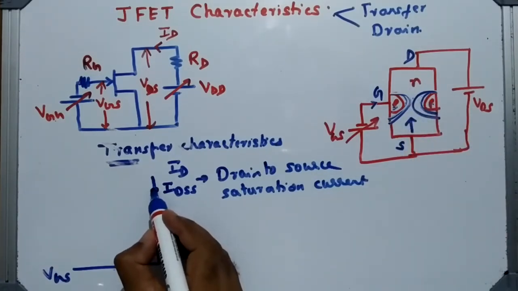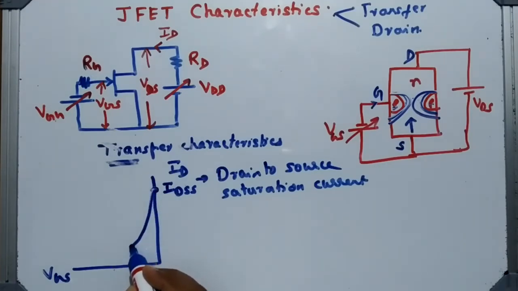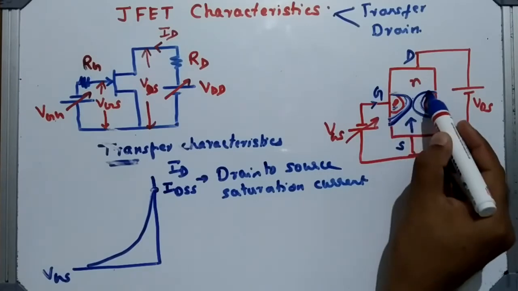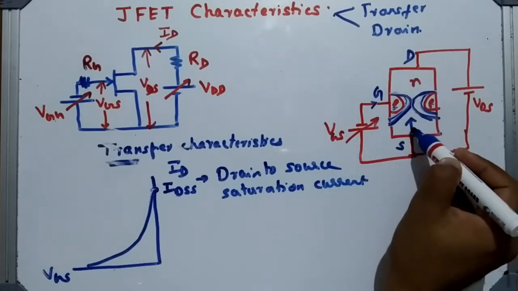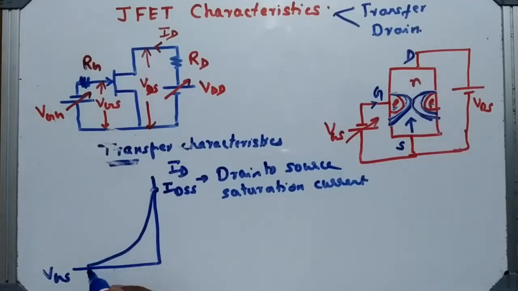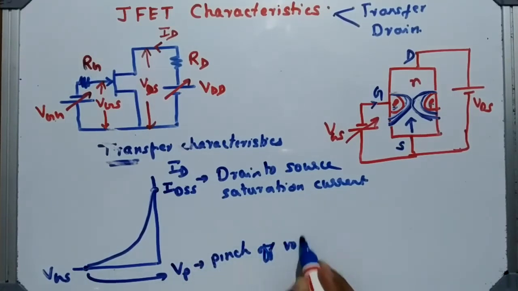So initially the current is maximum. As you increase VGS, the current will gradually decrease. And at a particular value of VGS, the two P regions merge together and further flow of charge carriers cannot take place from the source to the drain. Therefore, the current becomes 0. And this gate to source voltage at which the drain current becomes 0 is called pinch off voltage, which is represented by VP.